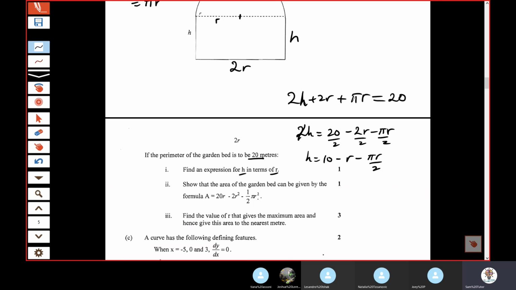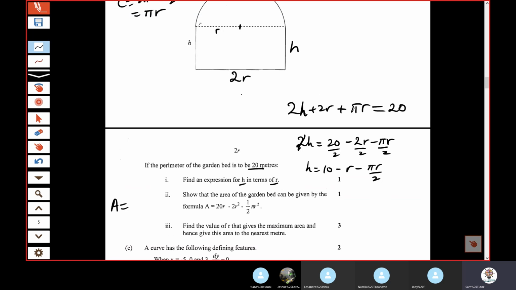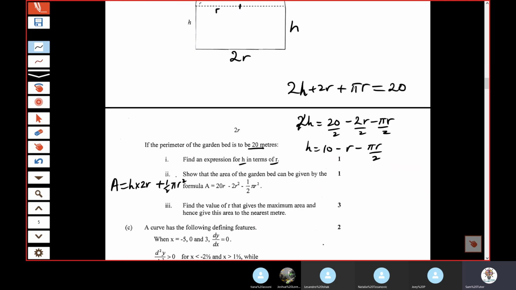Show that the area of this garden bed is given by this. Okay, wait, how do we find the area? The area would be h times 2r, plus half pi r squared. And then obviously, what are you going to do? Sub in h. So please try your absolute best to get the result out.